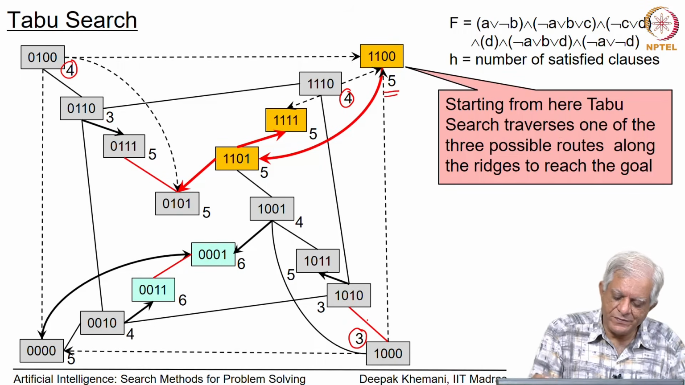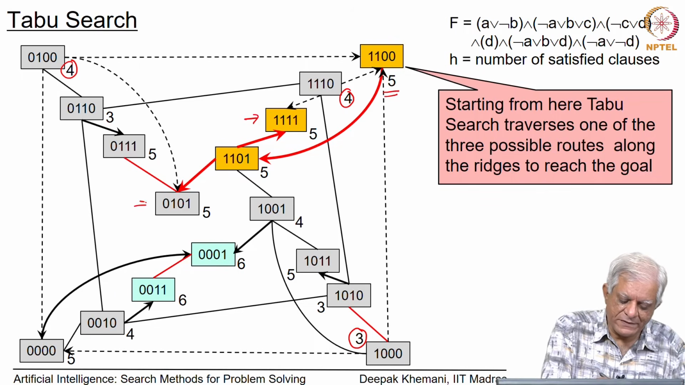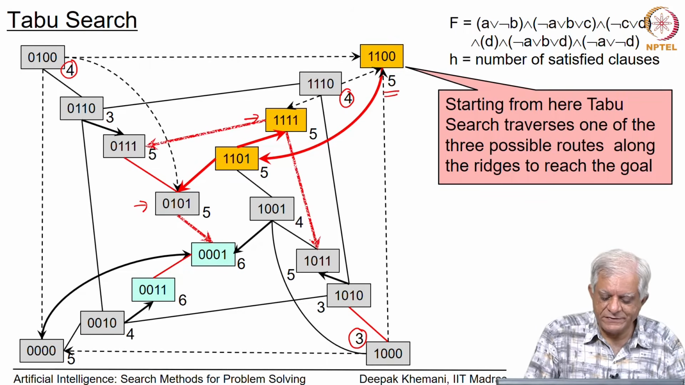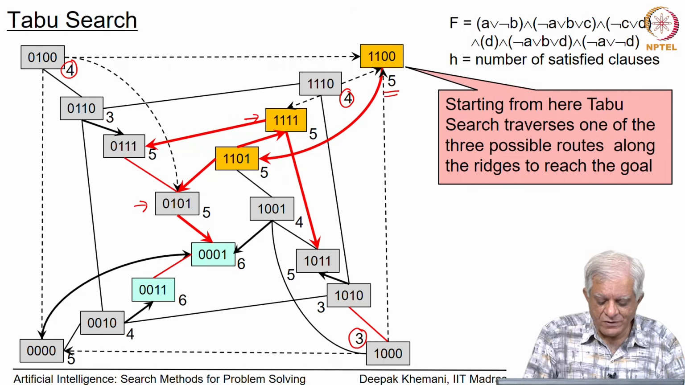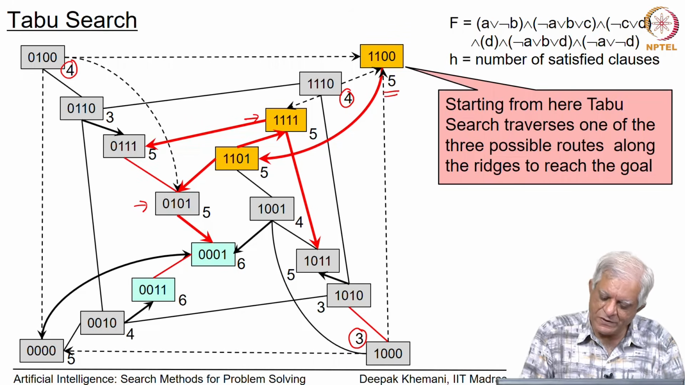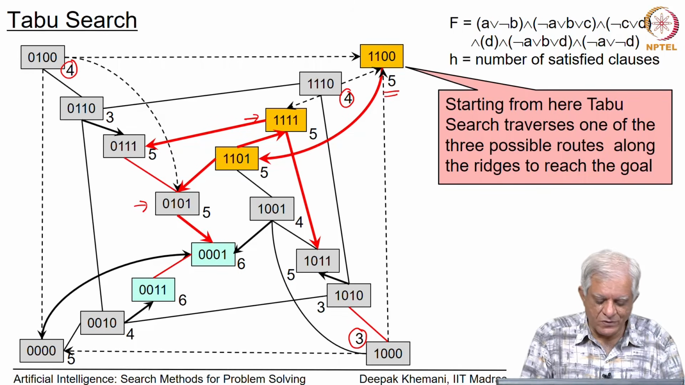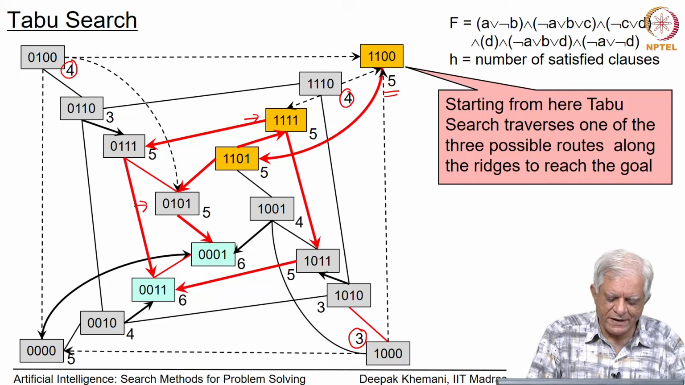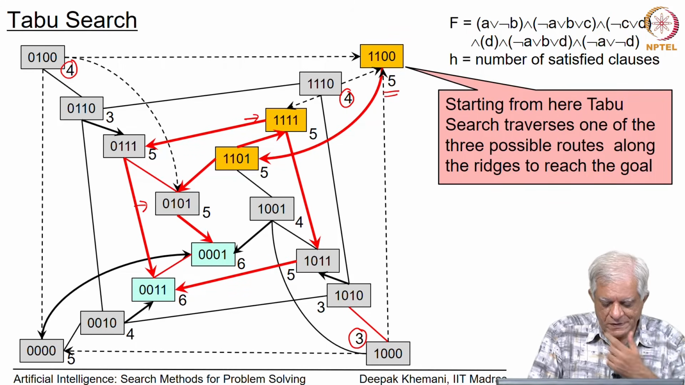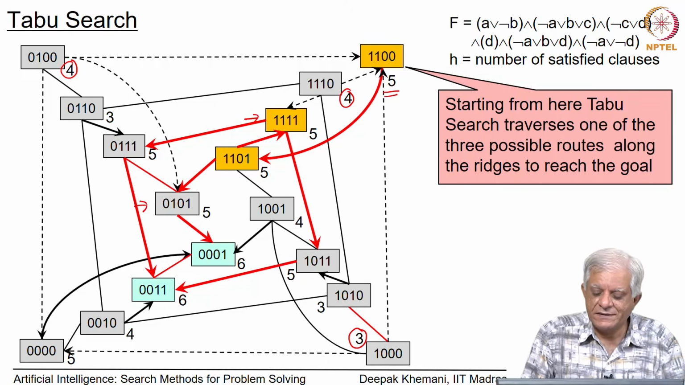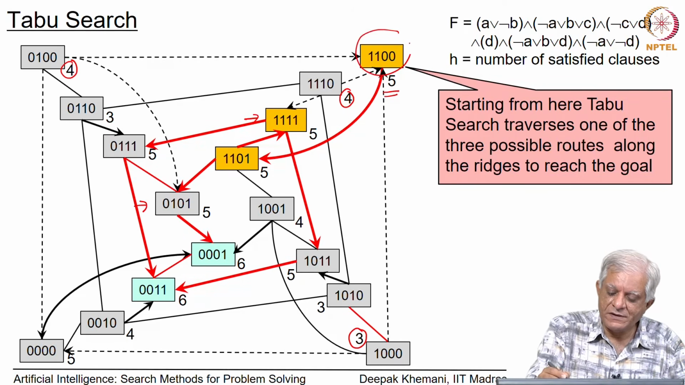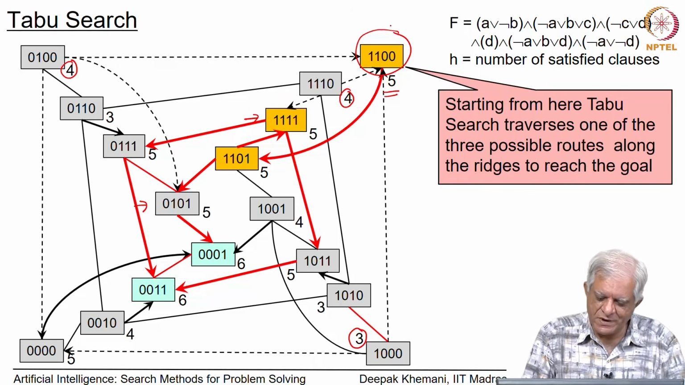From these two moves, which is this one and this one, it has further 3 choices. So, it can either move to the goal node, which is 0 0 0 1, or it can move along 2 other edges to nodes which are also of value 5, but which are not goal nodes, from where again in the last move you could move to the goal node. So, you can see that starting with this node 1 1 0 0, hill climbing would have got stuck on this node, but tabu search would have found a path to the goal. In fact, it would have found one of the 3 possible paths to the goal and succeeded.